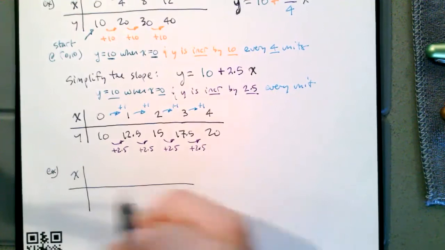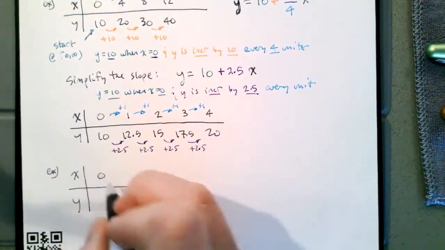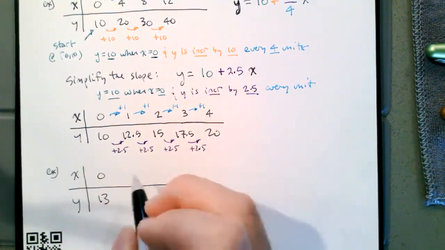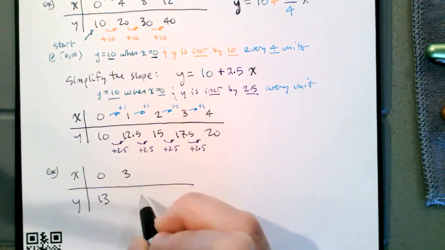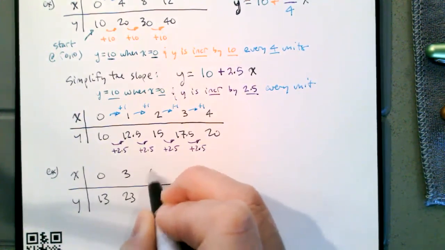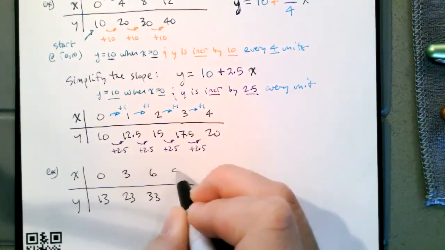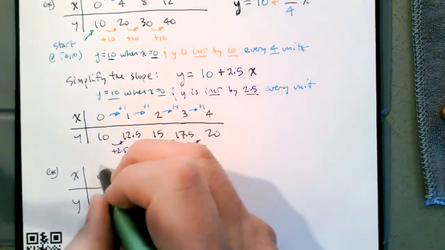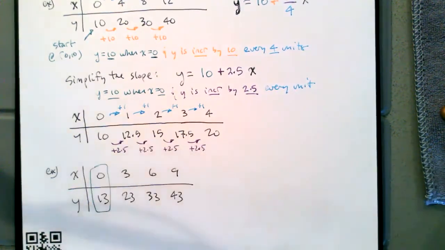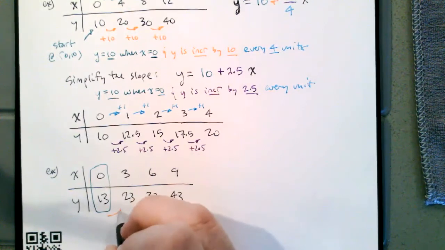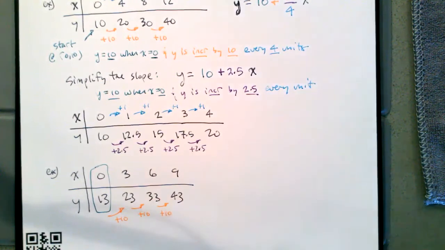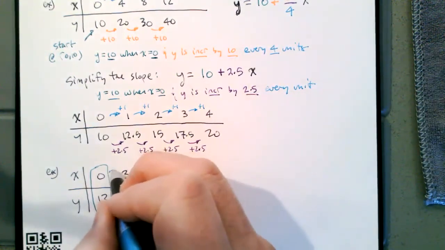So in a new equation, if I say start off at 0, 13, and then go 3, 23, 6, 33, and 9, 43, some things have changed and some things have stayed the same. I've changed where things start. I have not changed how y is changing. But I did change how often we're making that change.